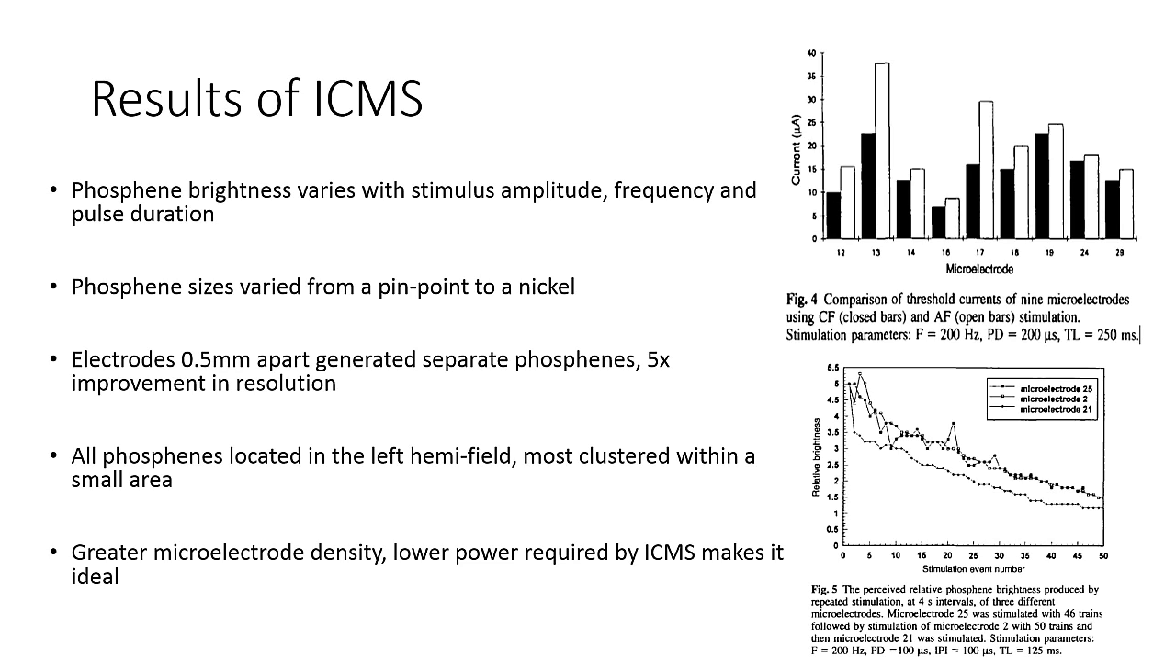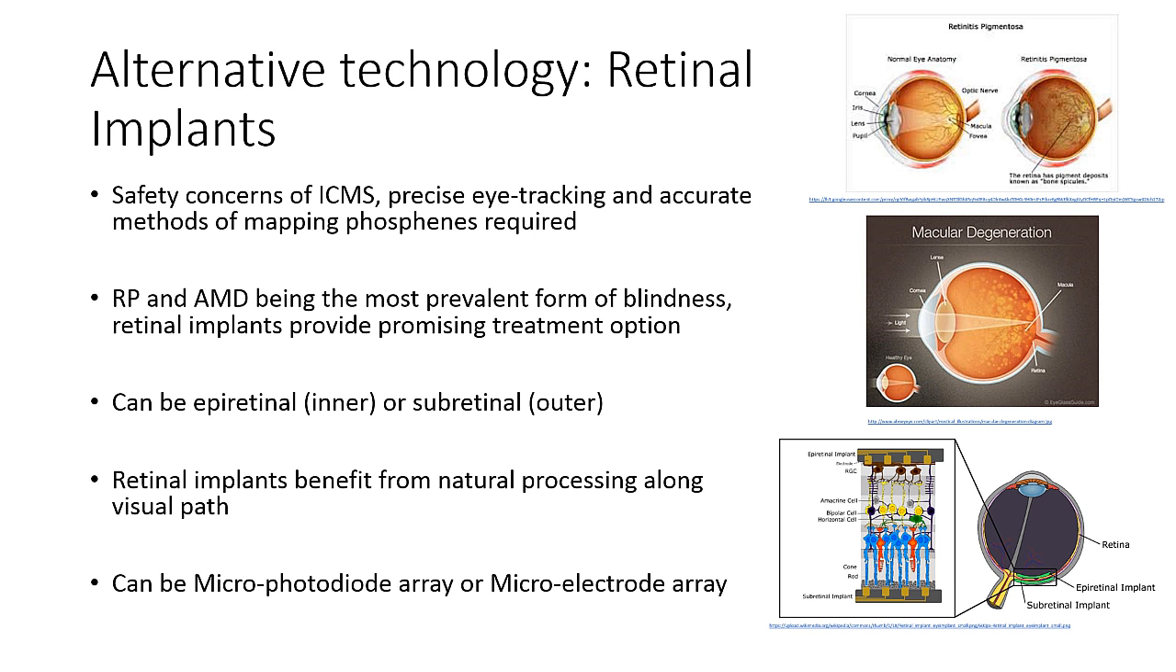But their major finding was that their greater microelectrode density allowed them much greater neuronal stimulation, that too with lower power and less danger to the surrounding neuronal tissue due to the smaller size of the electrode. However, cortical visual implants are still in the early stages of research, and hence we must turn our attention to retinal implants. It is also true that more study needs to be done into cortical implants, especially the safety concerns of intracortical microstimulation and further research into precise eye tracking and accurate methods of mapping phosphenes.